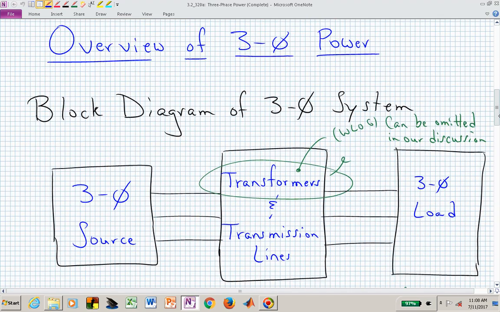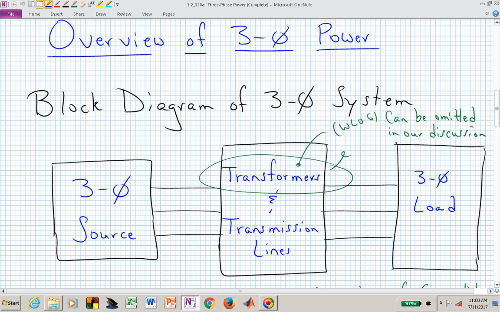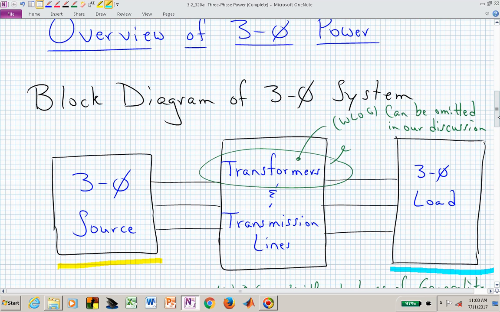Here is a high-level view or a block diagram of a three-phase system. You can think back at that graphic that we had in the last video. Typically our sources are on the left and our loads are on the right. It's just now that we have three phases. We have an ABC phase for our source. We have an ABC phase on the load, and we have transformers. You know where those are. Those are right at the source and right at the load, and we have transmission lines that connect the source and the load.